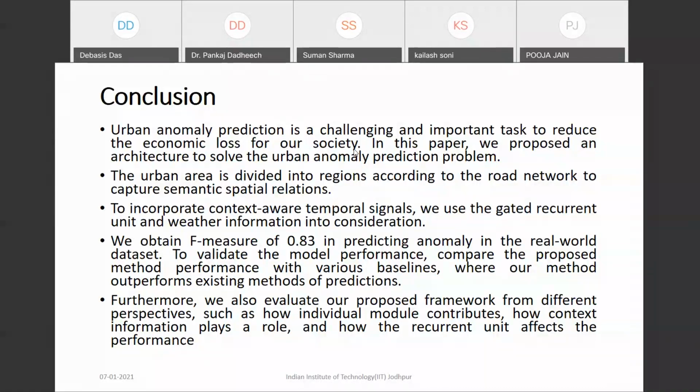So how each individual module contributes, how the context information plays a role, and how the recurrent unit affects the performance, because we also use a recurrent unit. Okay, so this is our proposed model, and this is the conclusion.